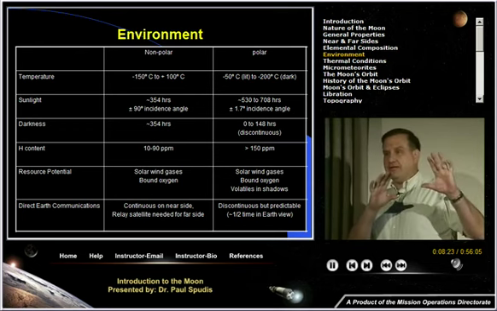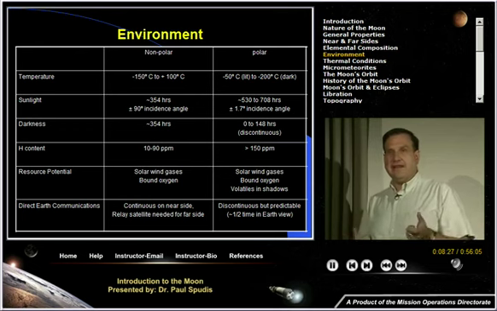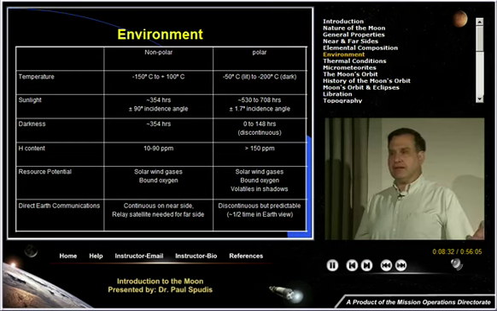Effectively, it's in the same spot all the time. So if you set up a high gain antenna and you point it at the Earth, it'll stay there forever. They did that on the Apollo 12 and 14 missions, where they set up an umbrella type S-band antenna.